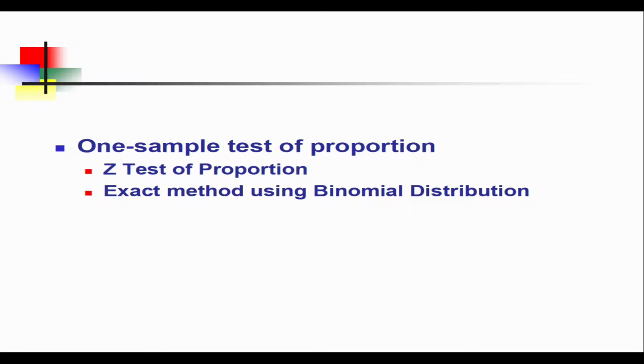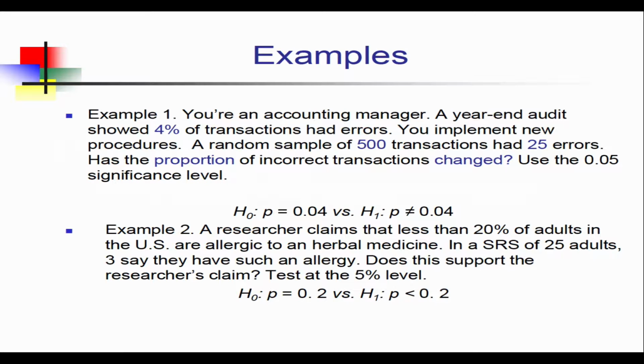I'm gonna only talk about the test for proportion for one sample. And we will talk about two tests. One test is the z-test for proportion. This test is gonna be used when the sample size is large. And the other test is gonna be used when the sample size is small. We call it the exact method using the binomial distribution. So let's start with one example.